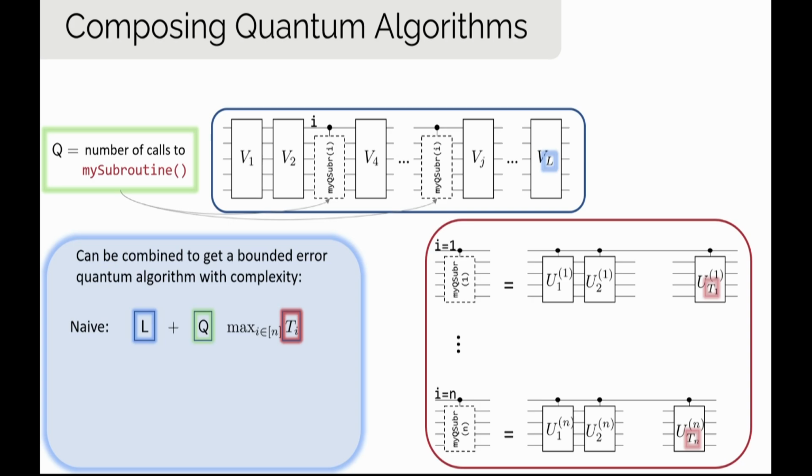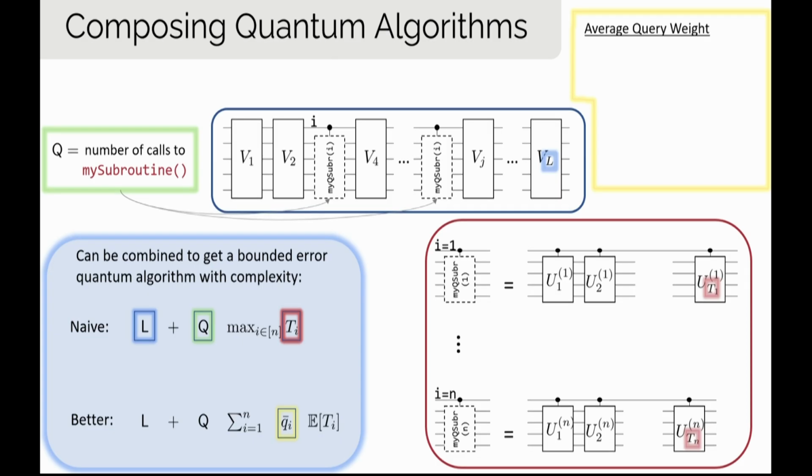However, it turns out that we can actually do better than this. We can show, using something better than just naive circuit composition, that we can get a complexity that looks like this, where now instead of a max, we have a kind of weighted average. And what are the weights in this average? Let me explain. This is something called the average query weight.